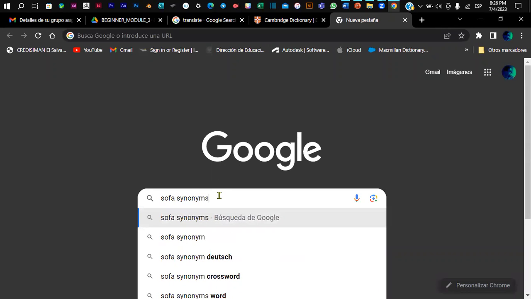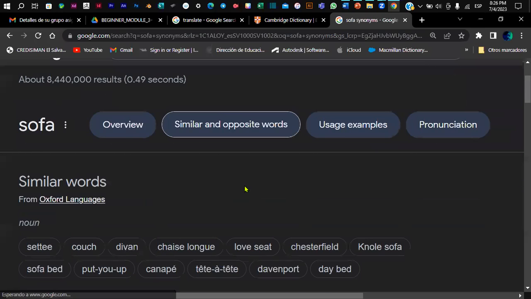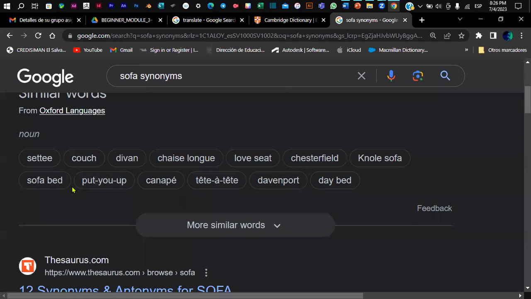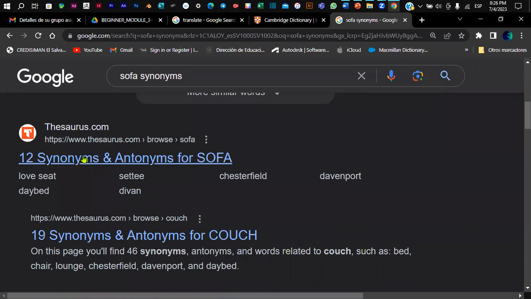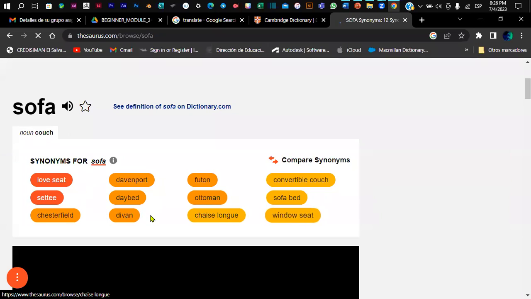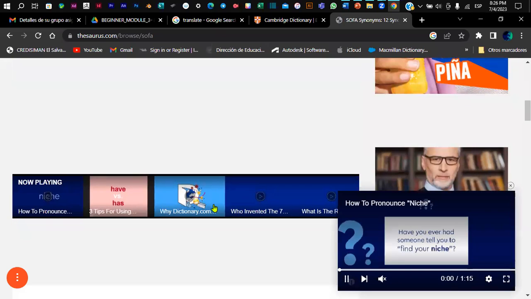Let's see. Sofa synonyms. You can use this. Puedo ponerla así. Sofa synonyms. Let's see. We have these words. Seat, couch. Aquí está couch. Divan, love seat. We don't have that. No está ese. Okay, gracias. But you can use couch. Or sofa, okay. Yes. Correct. See, you have more synonyms. Aquí hay más. Almost the same ones. Los mismos, casi.